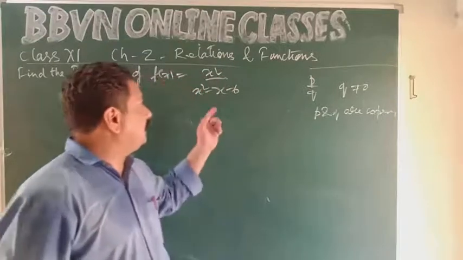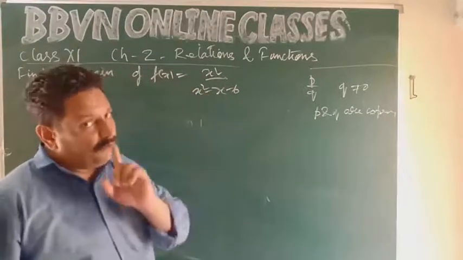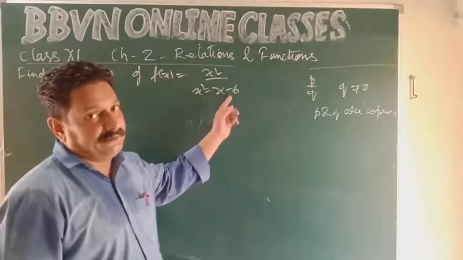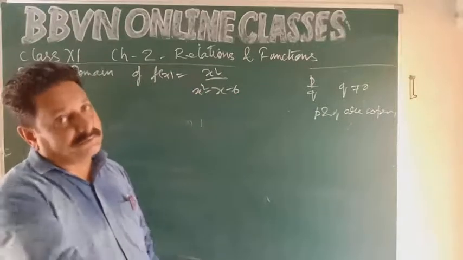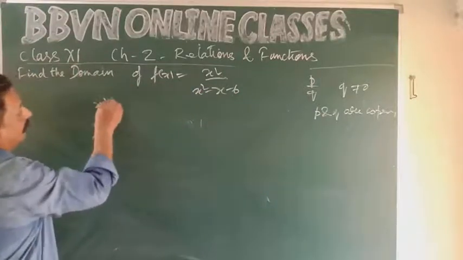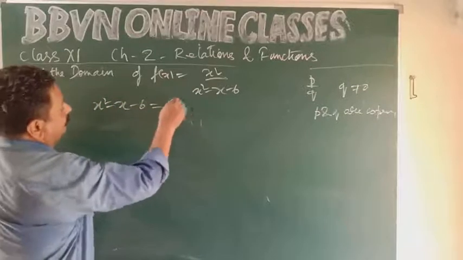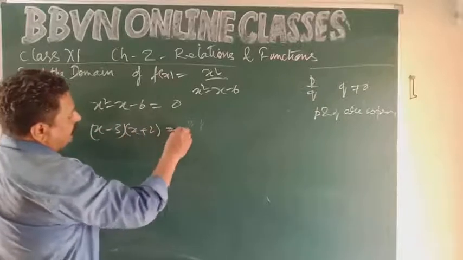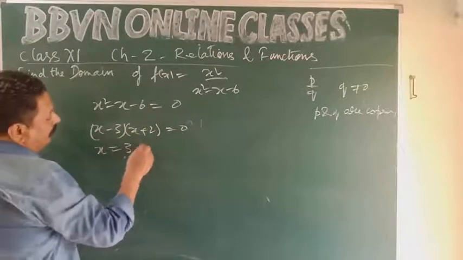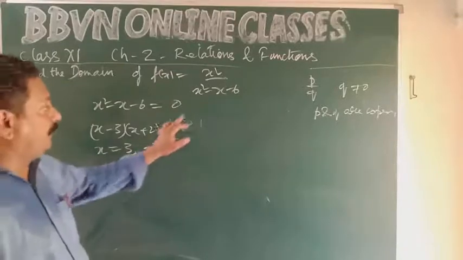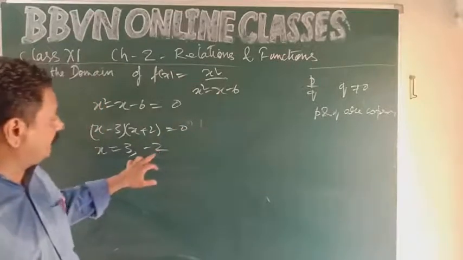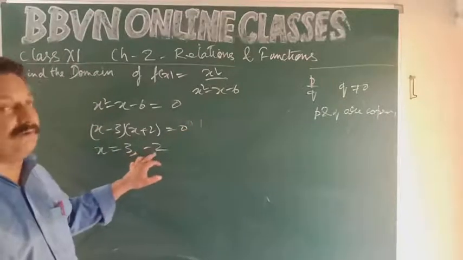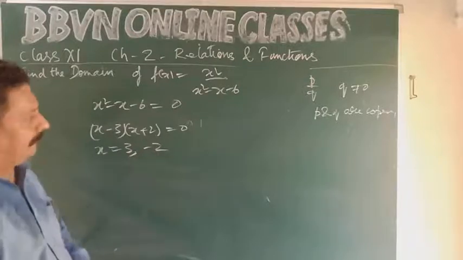तो हमें सबसे पहले ये देखना है कि डोमेन में वो वैल्यूज x की नहीं आनी चाहिए जहां पे x स्क्वायर अपॉन x स्क्वायर माइनस x माइनस 6 में डिनोमिनेटर 0 होता. तो सबसे पहले अपन चेक करते हैं डिनोमिनेटर 0 कहां होता है. x स्क्वायर माइनस x माइनस 6 इक्वल टू 0. फैक्टराइज करते हैं. x माइनस 3 x प्लस 2 इक्वल टू 0. x इक्वल टू 3, माइनस 2. At x equal to 3, denominator becomes 0. At x equal to minus 2, denominator becomes 0. So x equal to 3 और x equal to minus 2 डोमेन में नहीं आएंगे.